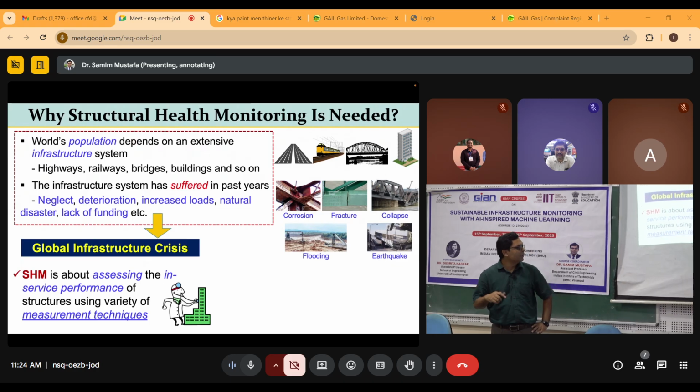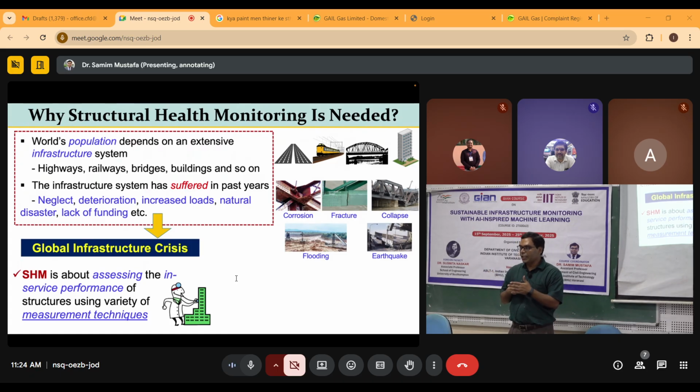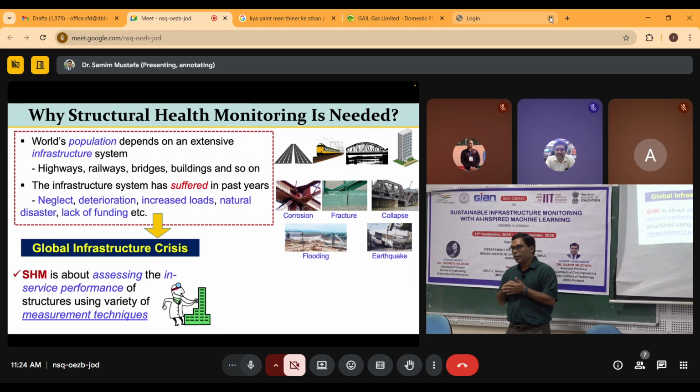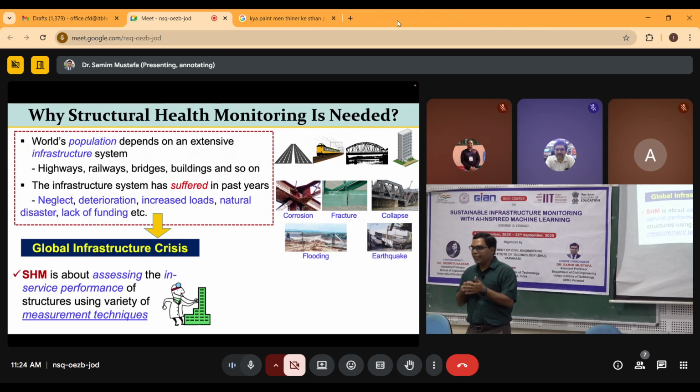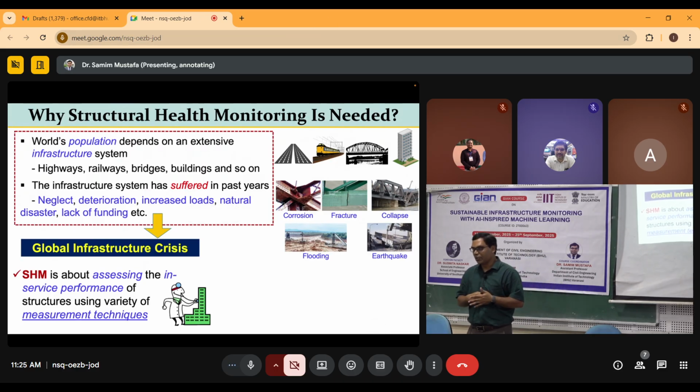So this research that they are working on to solve this global infrastructure problem, this methodology is known as structural health monitoring, okay. So our objective is to prevent catastrophic failure, also detect damages in advance, and then suggest a maintenance system that will lead to efficient management of the infrastructure, and also help us to reduce the maintenance cost, okay.